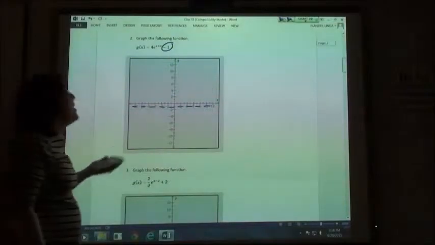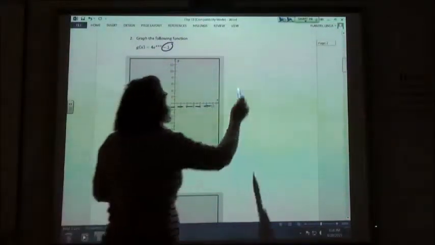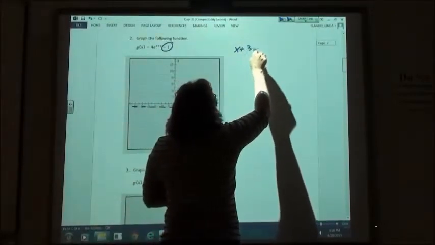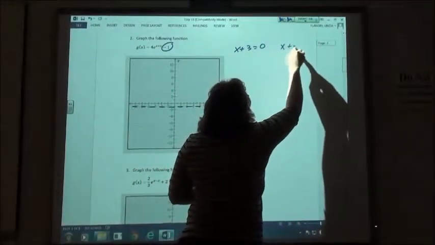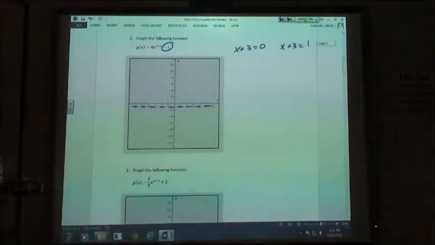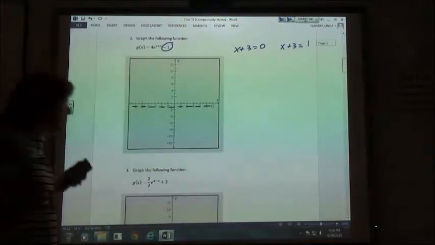I then want to find my 2 points that I'm going to plot. So I'm going to look at my exponent and say that the x plus 3 has to equal 0 and the x plus 3 has to equal 1. Always set it equal to 0 and 1 because we want e to the 0 power and e to the first power.